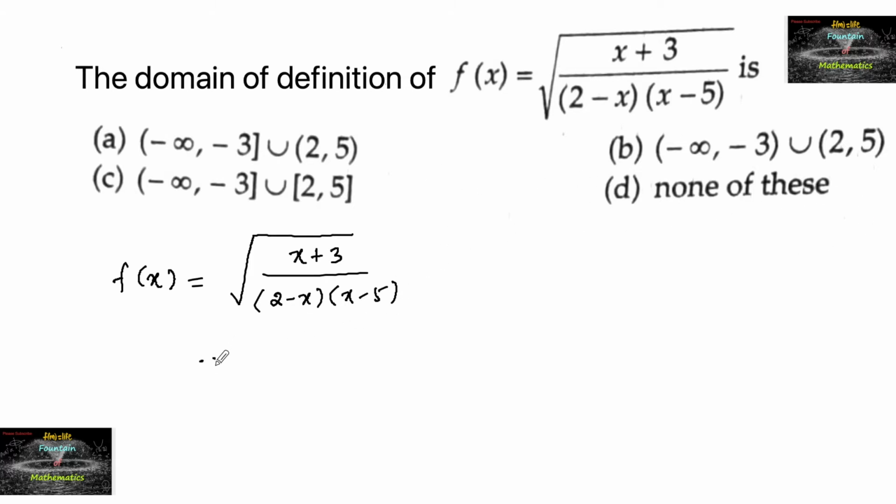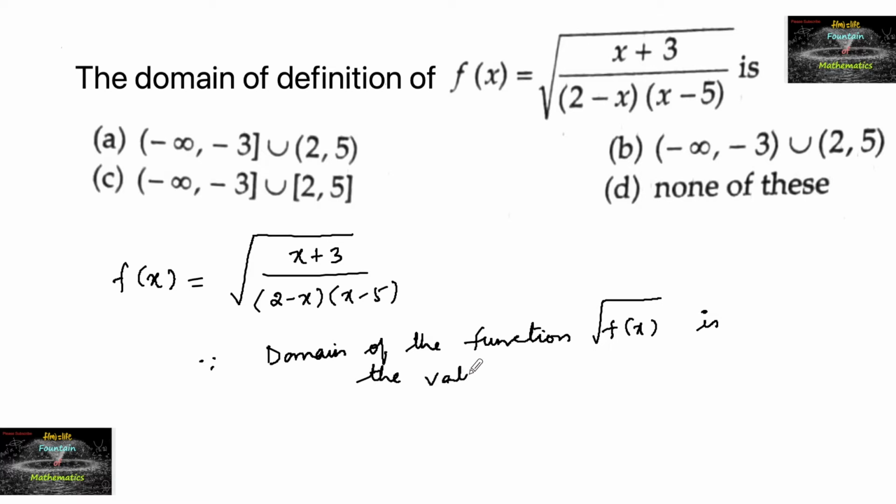So since the domain of the function which is of the form under root of f of x is the value of x for which f of x is greater than or equals to 0. So here the expression under the root is (x plus 3) upon (2 minus x)(x minus 5), so our function is defined.